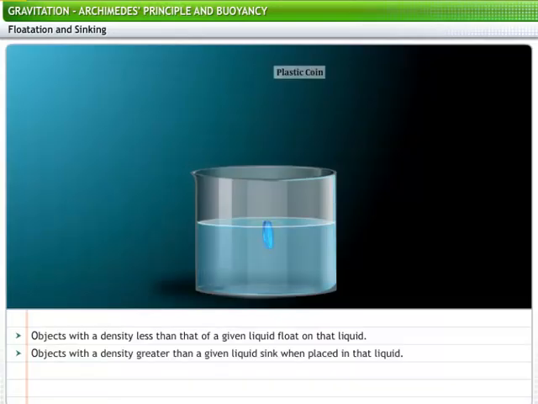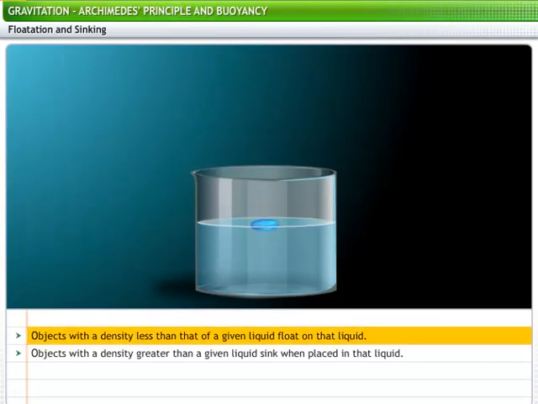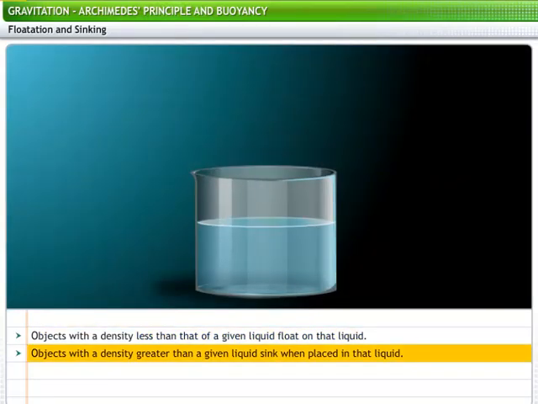Thus, according to the principle of buoyancy, objects with a density less than that of a given liquid float on that liquid. Objects with a density greater than a given liquid sink when placed in that liquid.